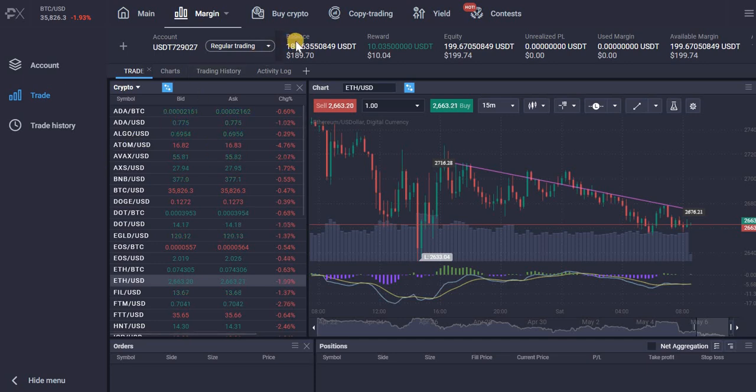If you go to this top section right here, you can see that this is the information of my margin trading account, and currently I have a reward of 10 USDT.